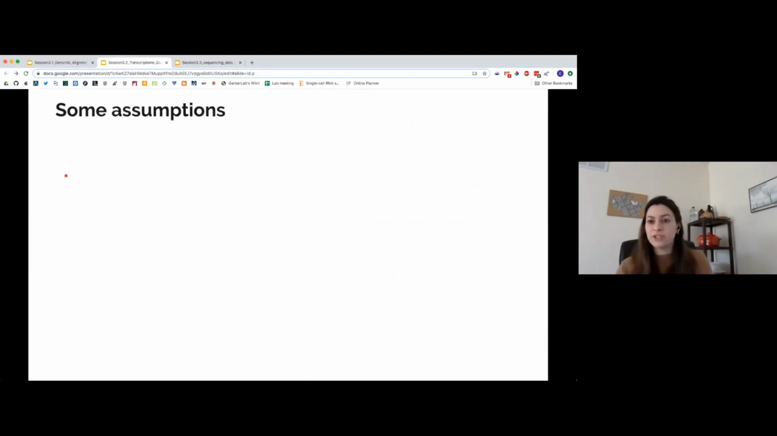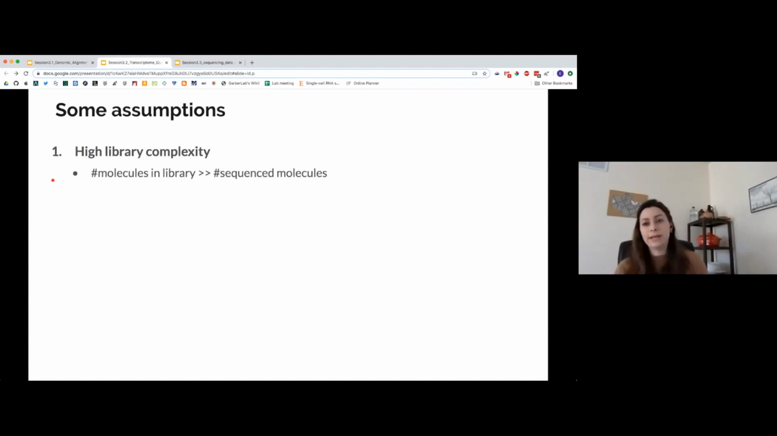So to do the quantification, we have to make some assumptions. And these assumptions are that you have a high library complexity. What does that mean? That means that the number of molecules you have in the library is much greater than the number of sequence molecules you actually recovered. As you could see from that previous slide, circled were the reads that you captured, but the actual fragments of molecules that were present in your sample are much more abundant. So you only took a snapshot, a sample of a much larger pool of molecules.